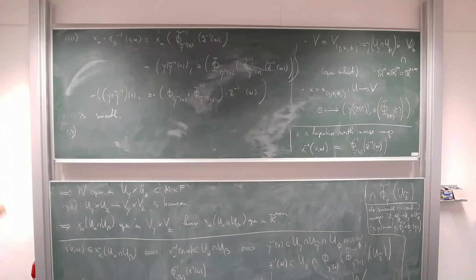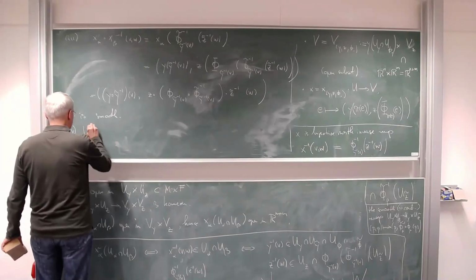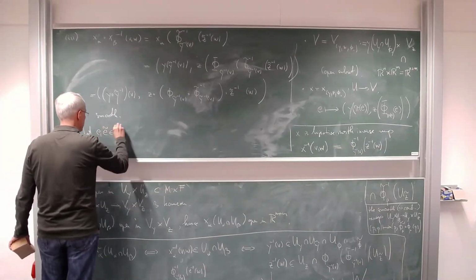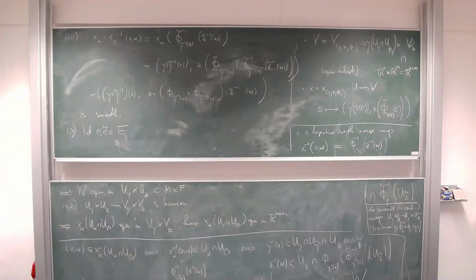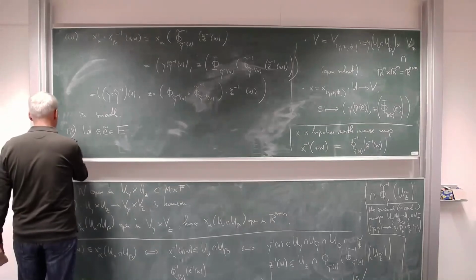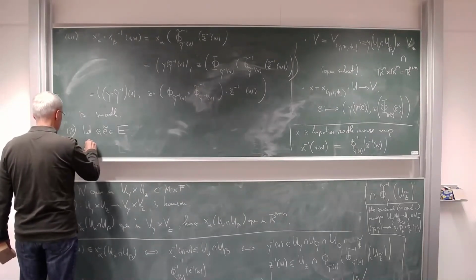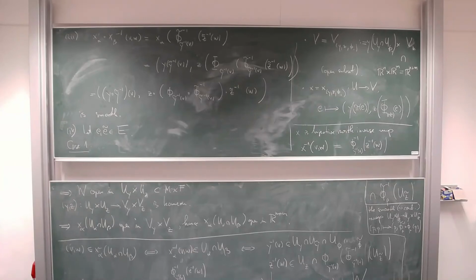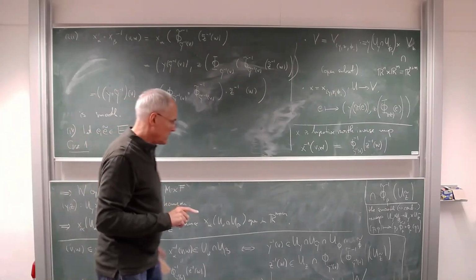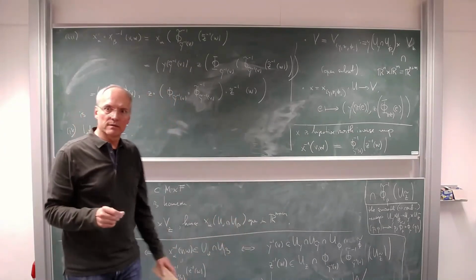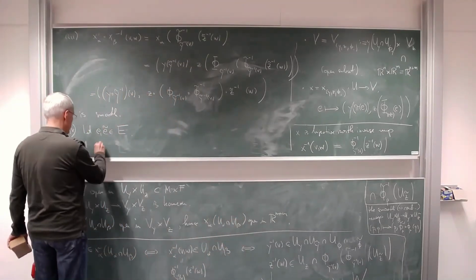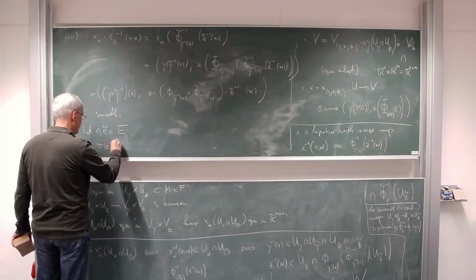That's the third condition. And finally, for condition number 4, we have to check that if I have 2 points in our total space, then we can find a chart containing them both. Okay, so let E and E tilde be 2 elements in the total space. Case 1. Let's say the foot points, so if I apply the projection to them, these corresponding points in the manifold M, they could be equal or not equal. So let's first look at the case where these projections are not equal.